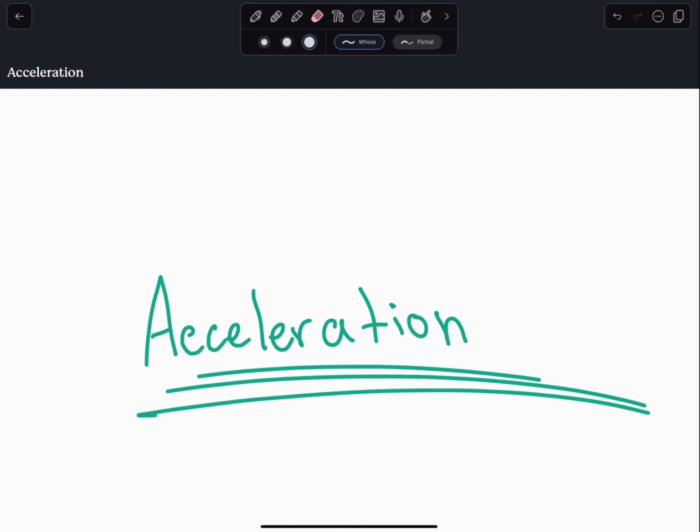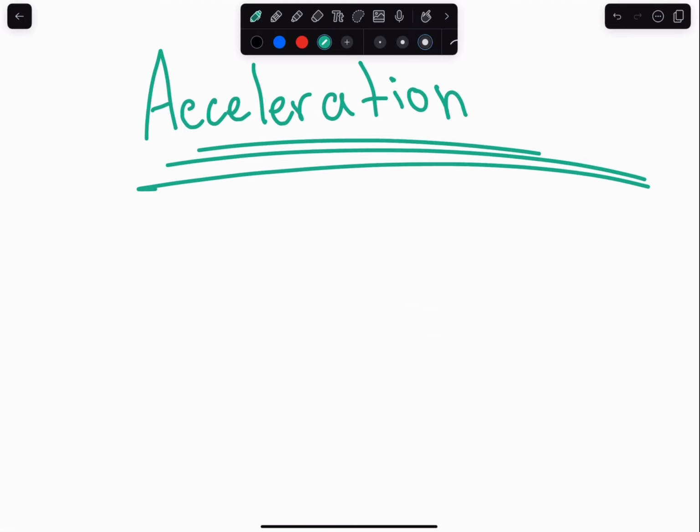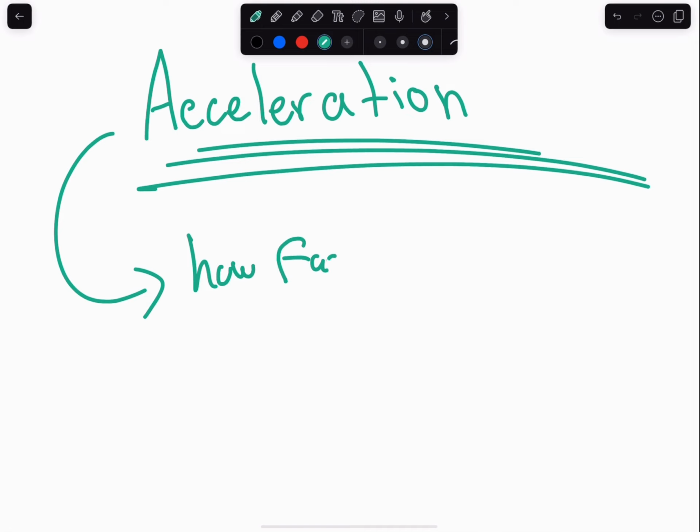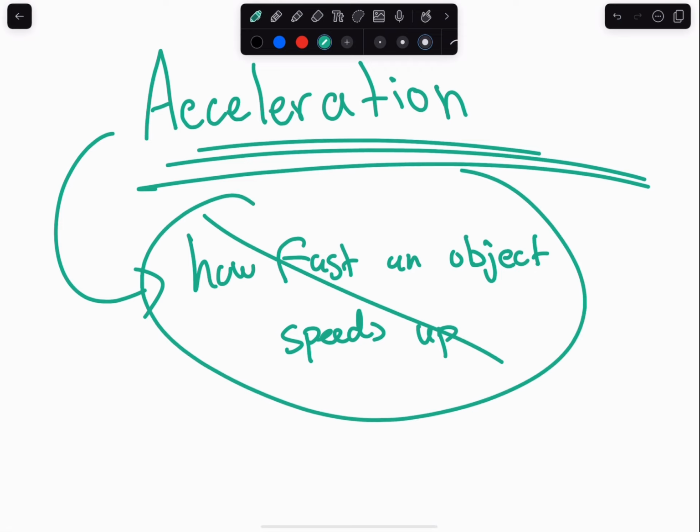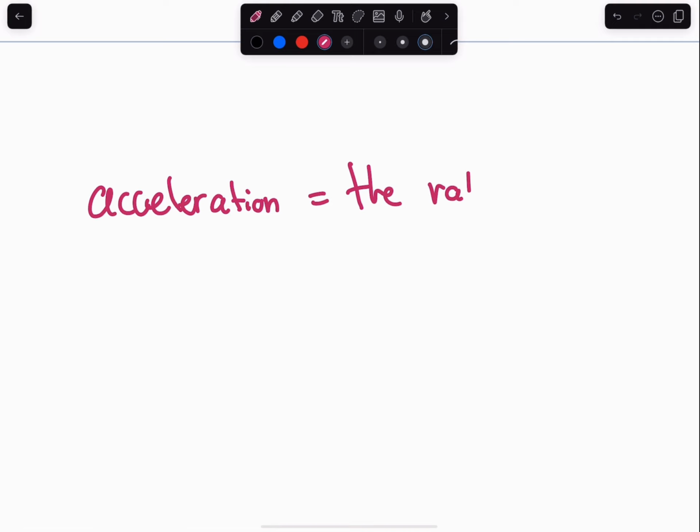Well, I was wrong. In the common interpretation, acceleration is just how fast an object speeds up. And that's only a little bit true. The formal definition of acceleration is the rate of change of velocity.